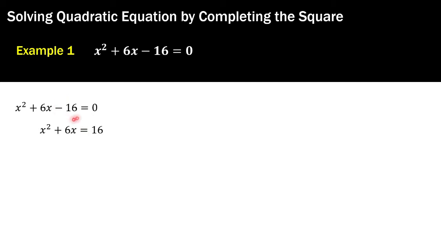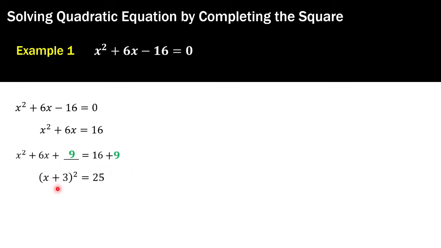First, we can transpose negative 16 to the right side of the equation, giving us x squared plus 6x is equal to 16. We have to make the left side of the equation a perfect square trinomial. So we will be getting the coefficient of this term, that would be 6, divided by 2, and then squaring the answer. So that would be 3 squared, and that would be 9. We're now going to add 9 to both sides of our equation.